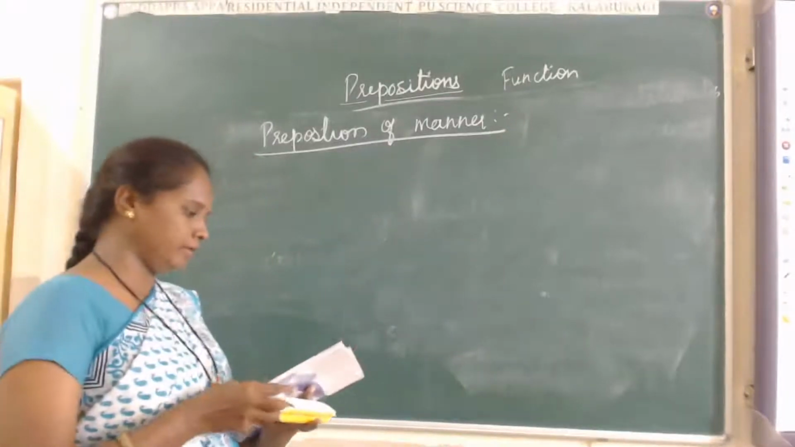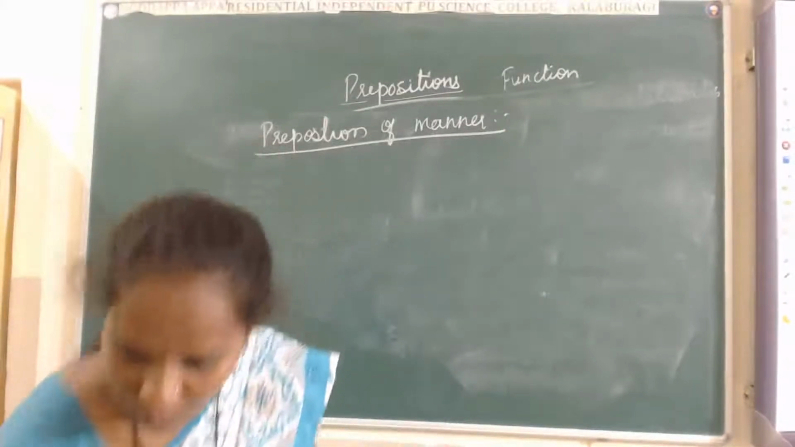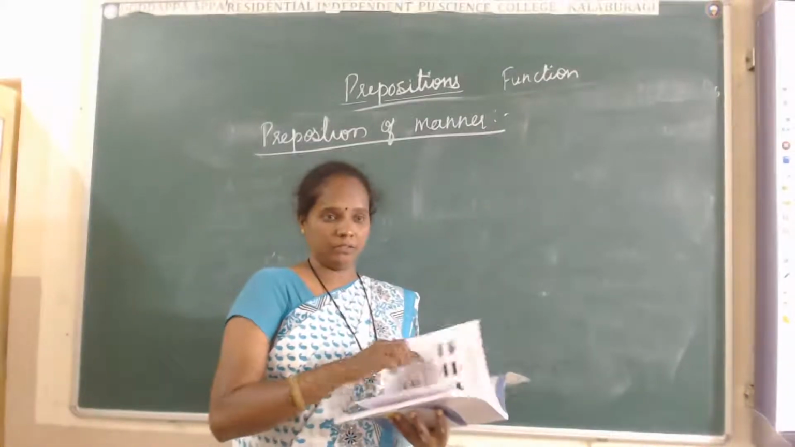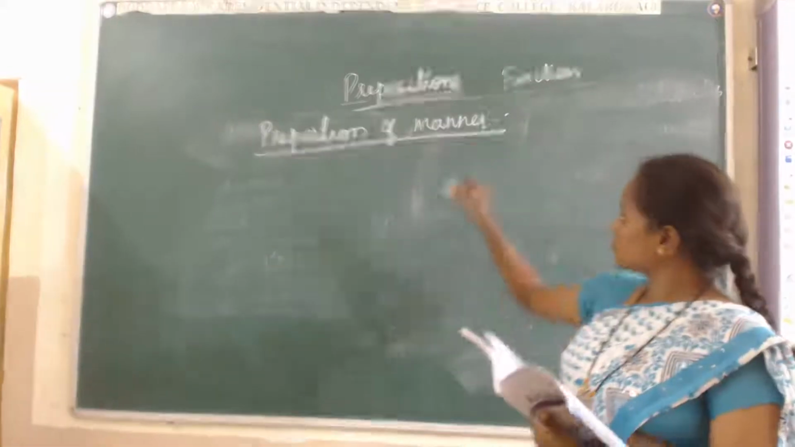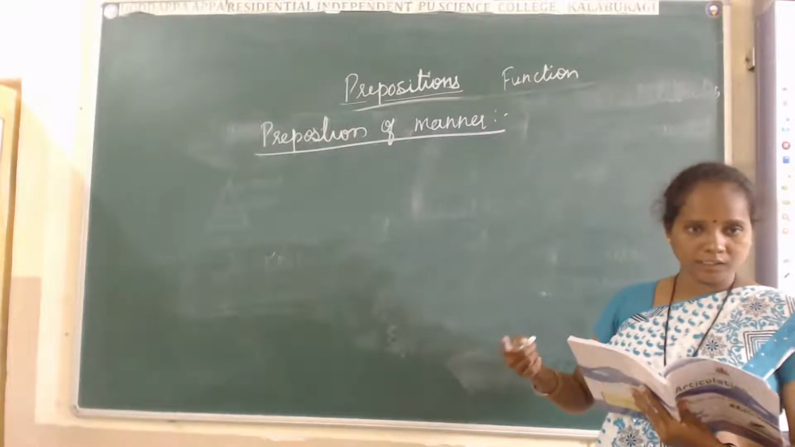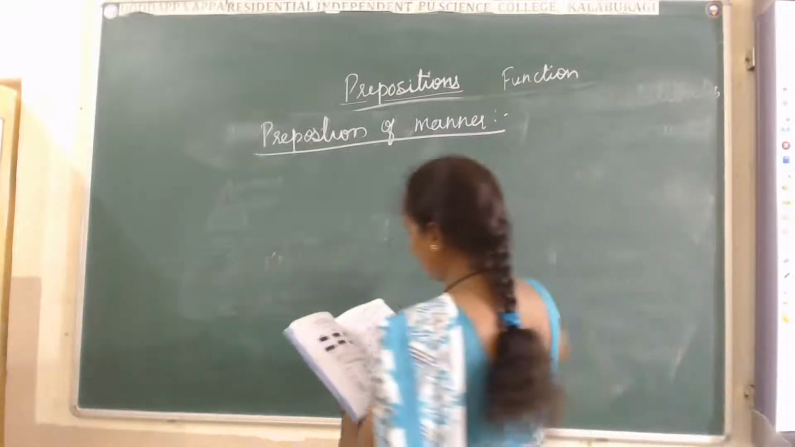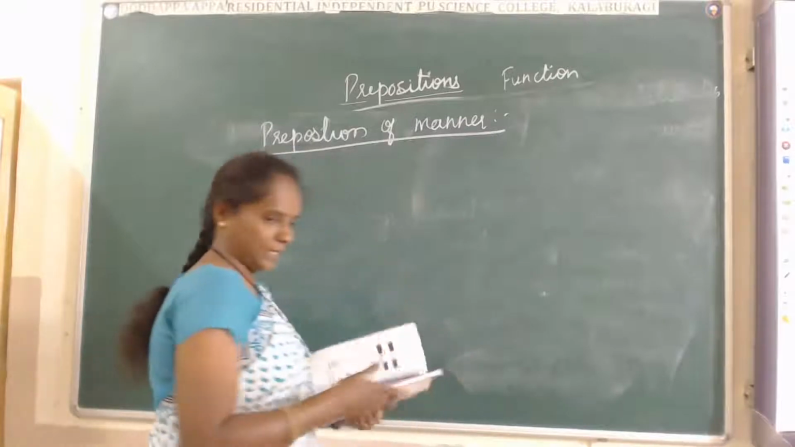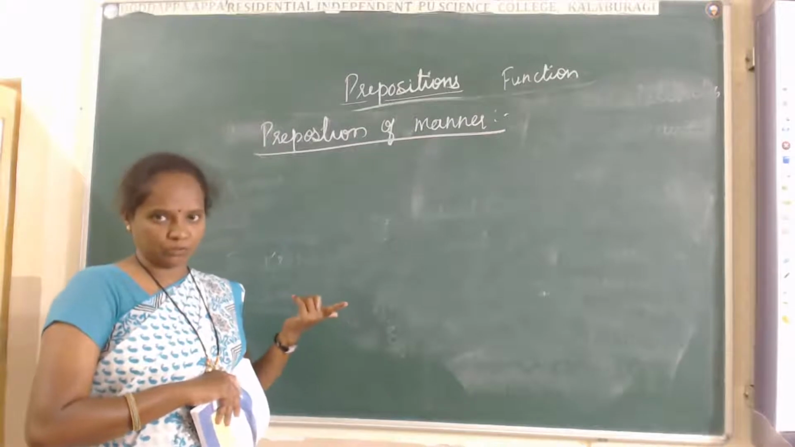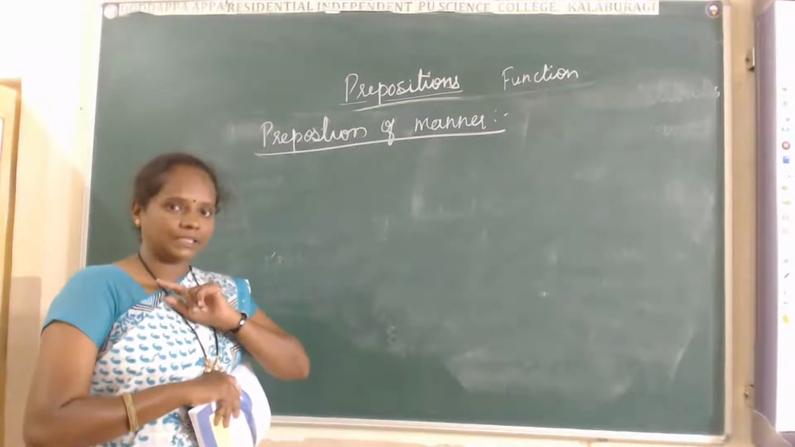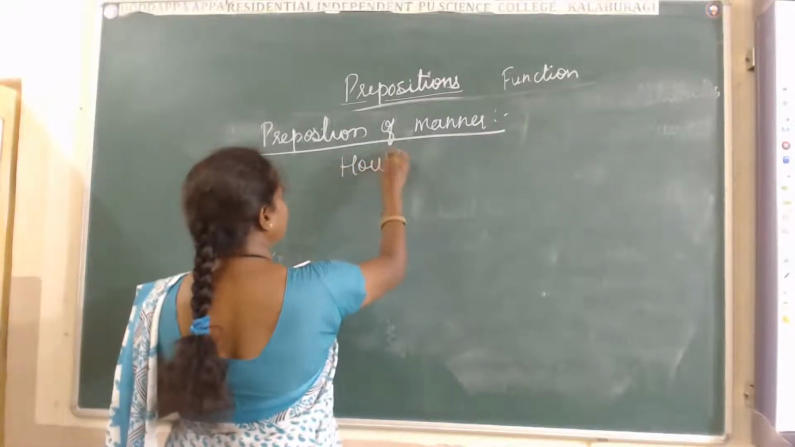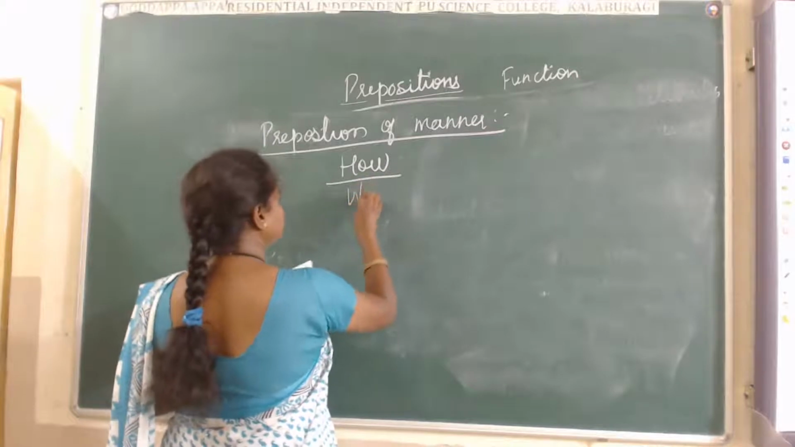Prepositions of manner are used to express the manner in which something is done. We usually use manner when something is done. I'll give you one example. It's a why, how. How is the WH word.